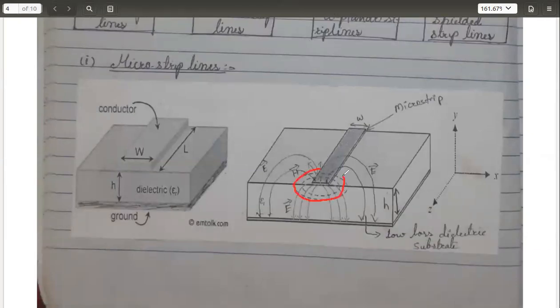These are the round lines encircling this conductor. Around it, they are your H lines, magnetic field lines. And whatever these, let me take a different color. These lines which are penetrating this substrate, okay, they are getting into the substrate. These lines are your electric field lines, okay.